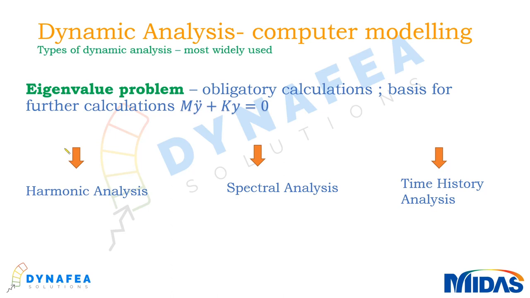The other types of dynamic analysis: harmonic analysis, which is some kind of quasi-static analysis. So it's very easy and I don't want to waste our time discussing it. And then the total game changers, the spectral analysis and the time history analysis, which will be discussed a bit later.